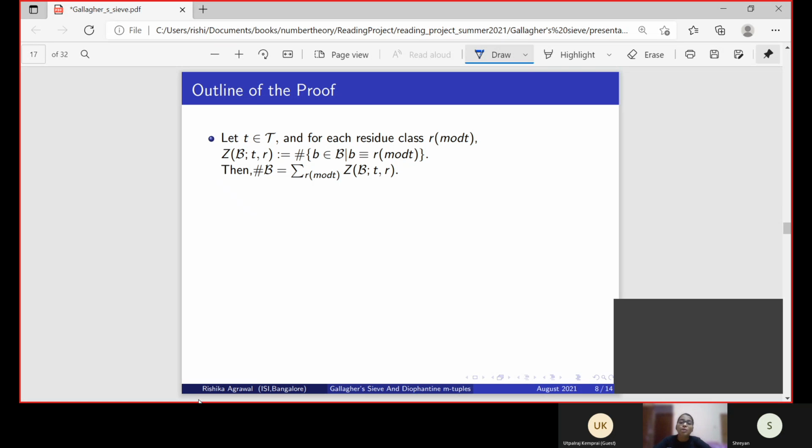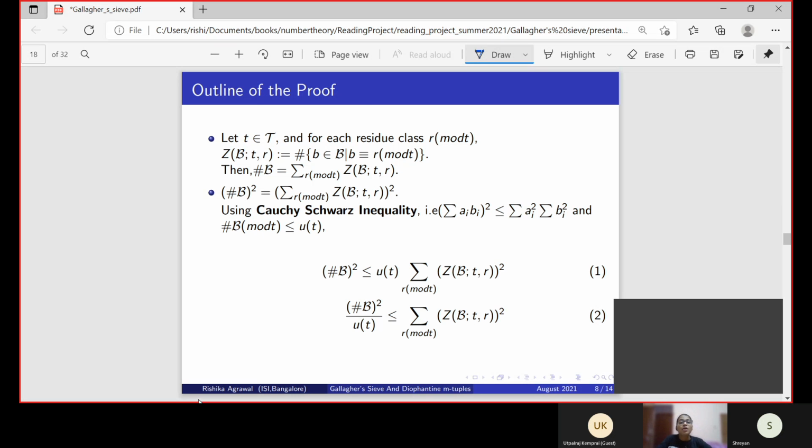Given a T belonging to T, we define Z(B, T, R), for each residue class R mod T, as the size of the set of b in B such that b is congruent to R mod T. Under this definition of Z, we write the size of B as the summation of Z(B, T, R) over R mod T. Now, using this equality, we square it and get that the size of B, whole squared, is equal to the summation of Z(B, T, R) over R mod T, whole squared.